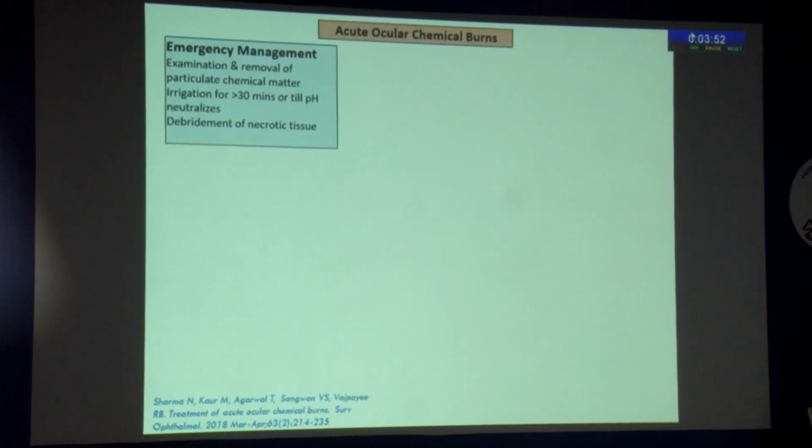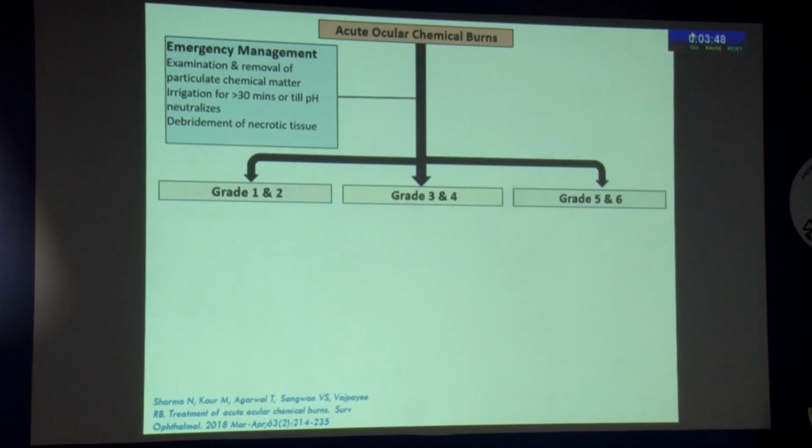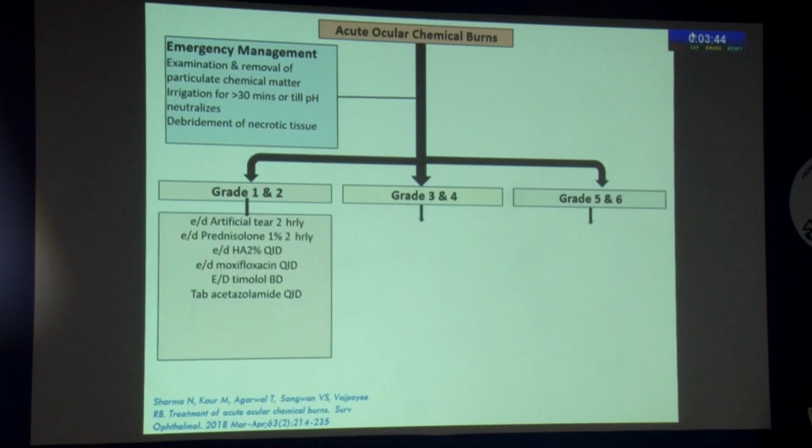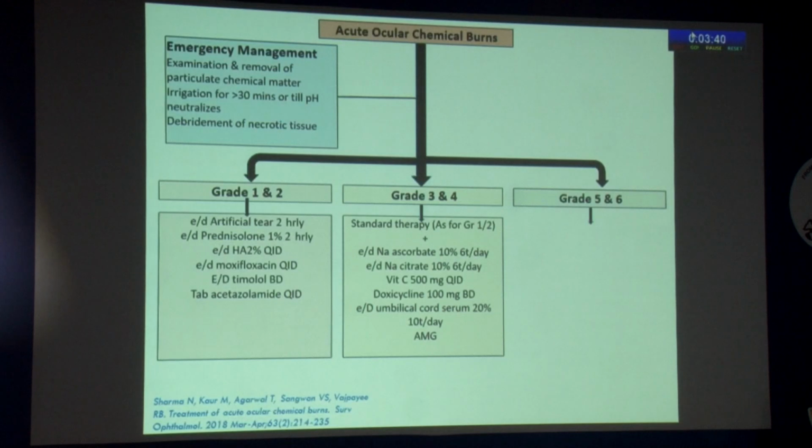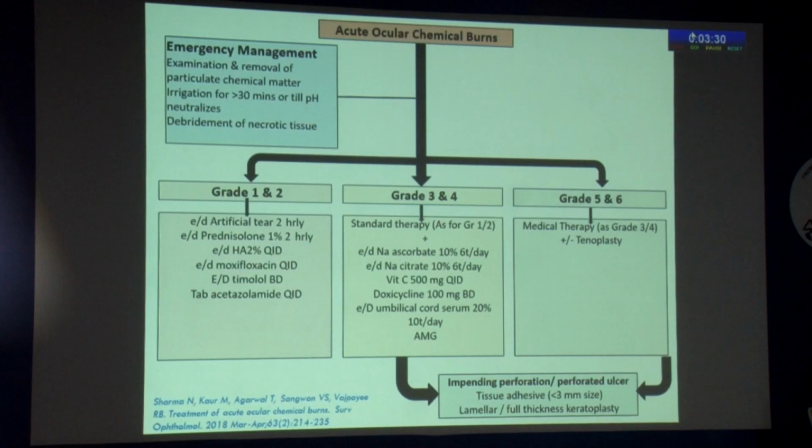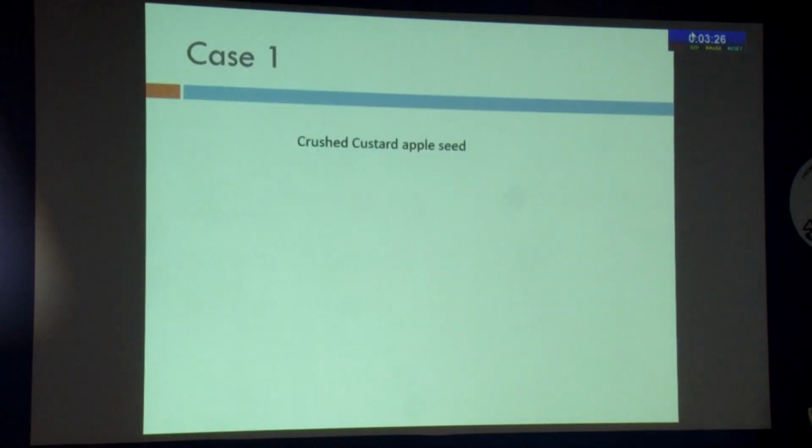So to conclude, acute chemical injuries in the emergency need to be managed with a copious wash. If it's a grade 1 or grade 2 injury, subsequent medical treatment with topical therapy alone can be done. If it's grade 3 or grade 4, then you need to top up with amniotic membrane grafts, and for grade 5 and grade 6, tenoplasty may be considered. However, despite the best management, grade 5 and grade 6 do end up with a lot of complications.